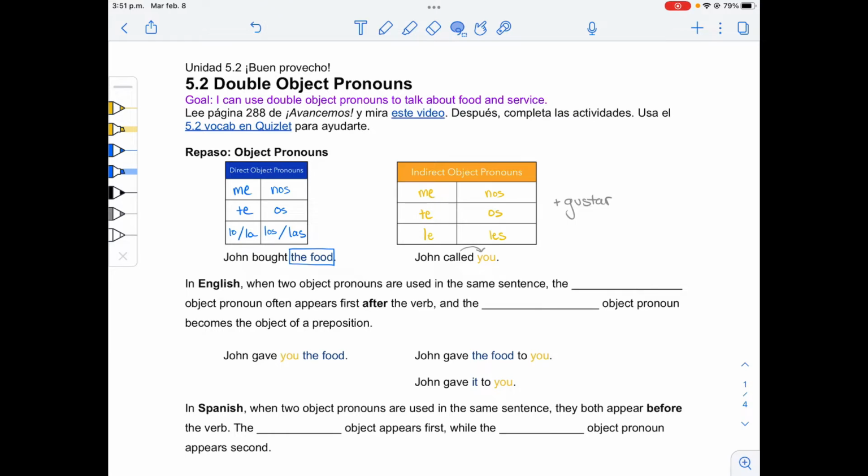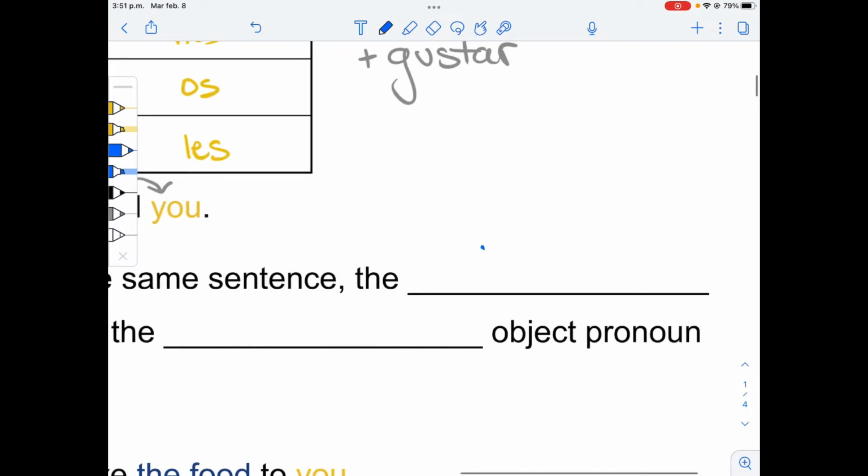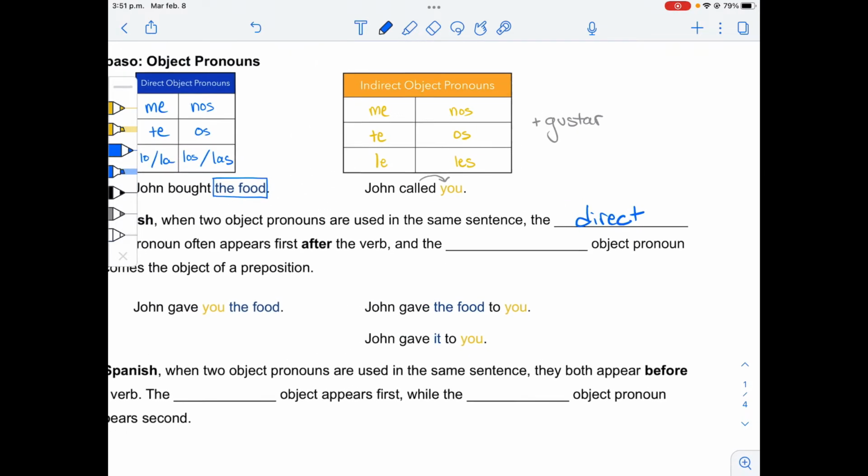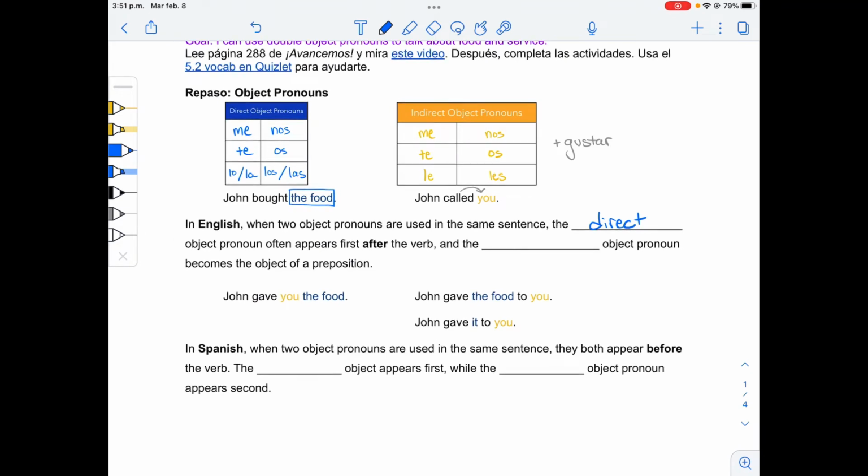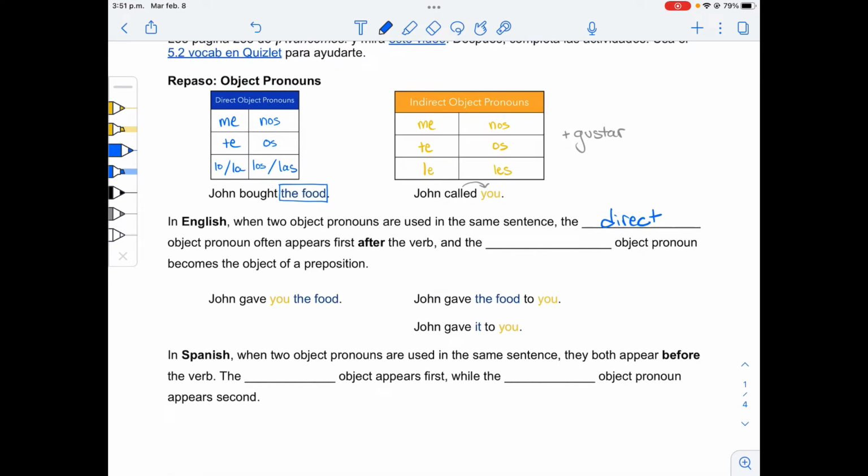Anyway, so in English, when we have both of these together, the direct object pronoun is going to go first. Okay, the direct object pronoun appears first after the verb, and then the indirect object pronoun becomes the object of a preposition. That's kind of how we talk, I guess.